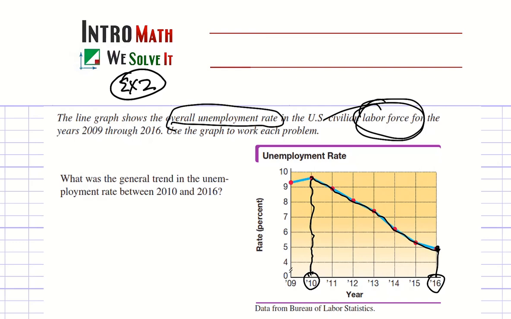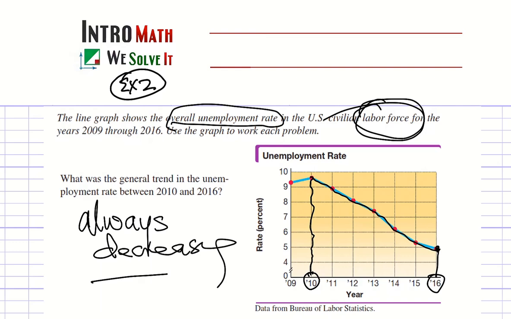The unemployment rate was always decreasing, okay? See, so unemployment was always, there was no place it increased. Always decreasing in that period. The period asked, which is between 2010 and 2016, okay? Alright, so let's move on to the next one.